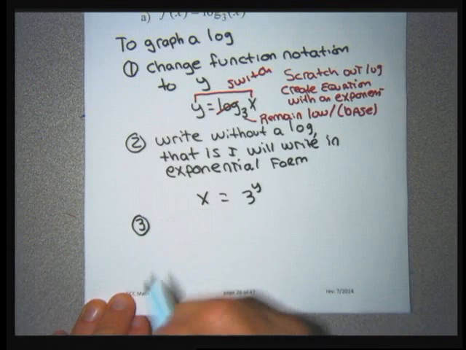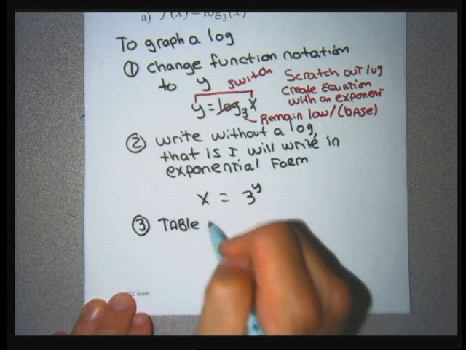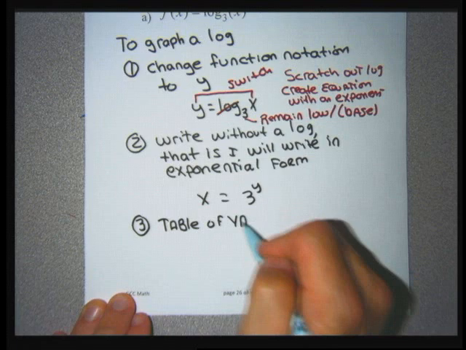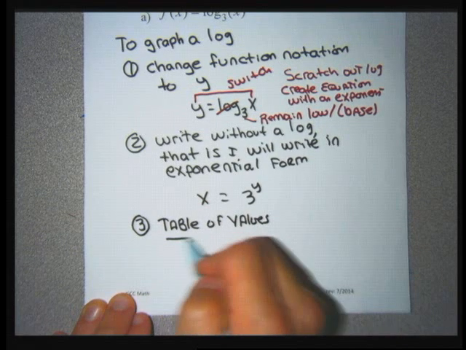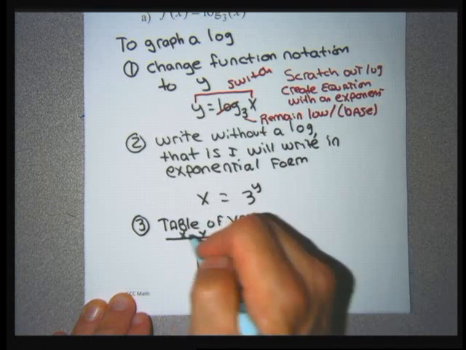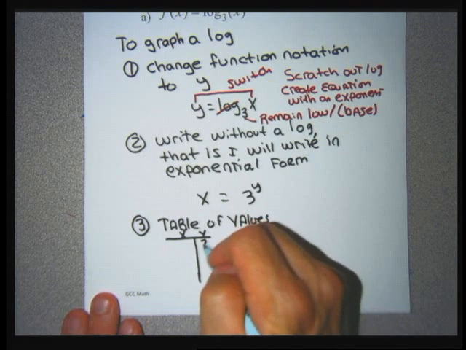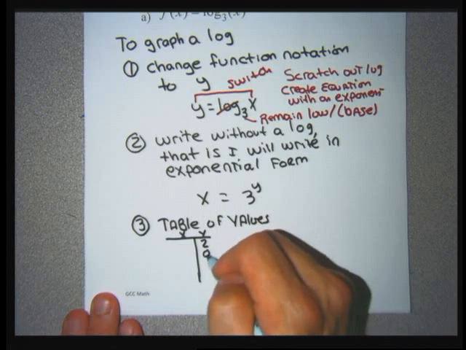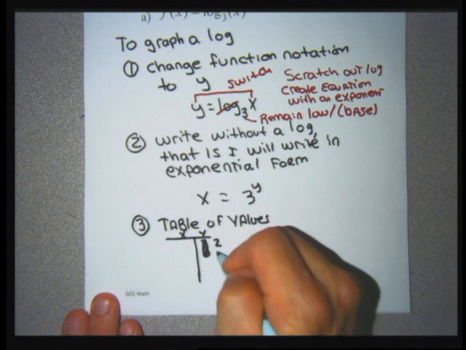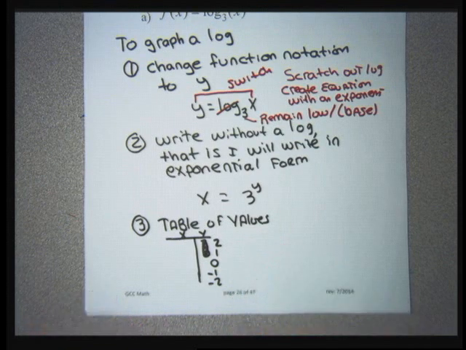Step 3 is I'm going to do my table of values. And every time I graph a logarithm, I start with the exact same table. And the thing that makes it a little bit strange is that I fill up my y column first. And for every logarithm graph that I do, I put the numbers 2, 1, 0, -1, and -2 in the y column. And I do algebra to find the x's. So that's what I'm about to do now.